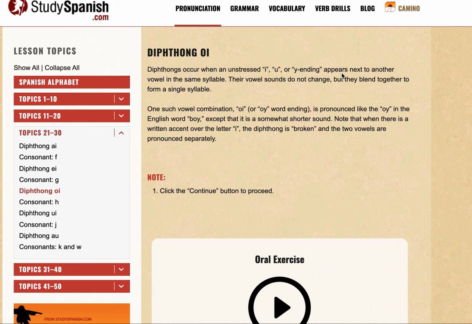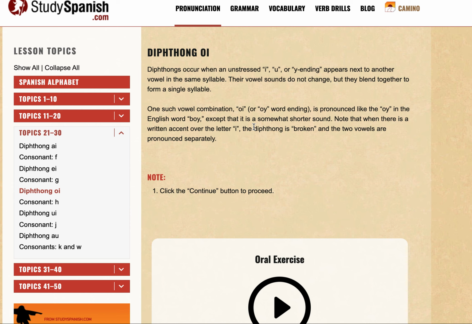Alright, so let's go through this together. Diphthongs occur when an unstressed I, U, or Y ending appears next to another vowel in the same syllable. Their vowel sounds do not change, but they blend together to form a single syllable. One such vowel combination, OI or OY word ending, is pronounced like the OY in the English word boy, except that it is a somewhat shorter sound.